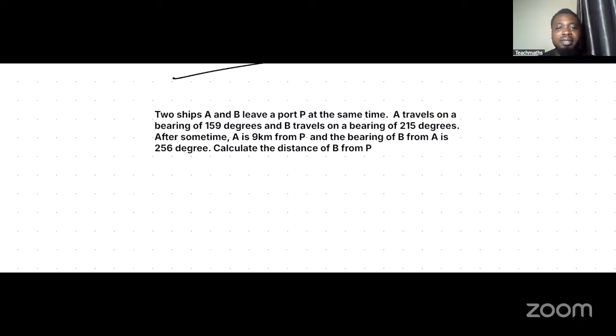Two ships A and B leave a port P at the same time. A travels on a bearing of 159 degrees and B travels on a bearing of 215 degrees. After some time, A is 9 kilometers from P and the bearing of B from A is 256 degrees. So in all of this, we're not told the position of P. So that means we have to assume or start with a point and say, let's assume this is point P, because we were not told where point P is. So we just have to pick a point. This is my point P.